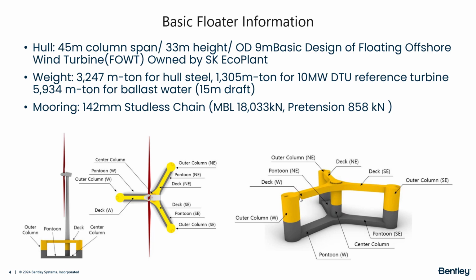To achieve a draft of 15 meters, 5,934 metric tons of ballast water are required, bringing the total weight to approximately 11 thousand metric tons. For moorings, catenary type moorings are used with 142 millimeter studless chain with a pretension of 858 kilonewtons.